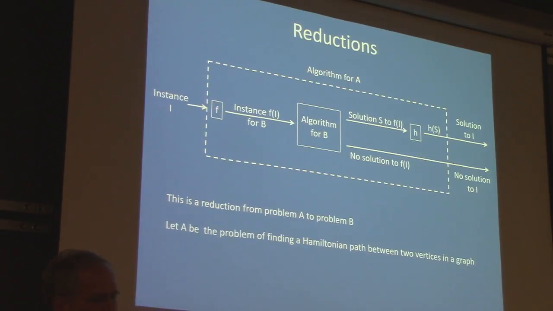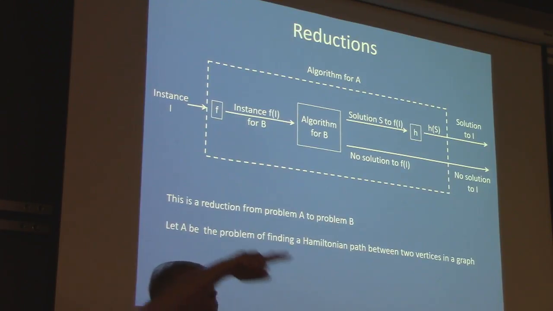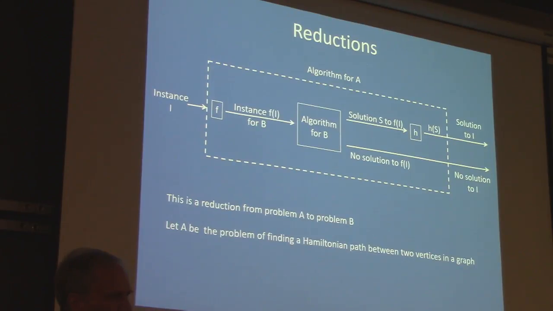So let A be the problem of finding a Hamiltonian path between two vertices in a graph. Suppose you want to find a Hamiltonian path. That means not a cycle. There's a Hamiltonian path between two vertices if you can start at one spot and end up at another vertex. You visit every vertex once and end up somewhere else. You don't have to close the cycle. So let A be that problem.